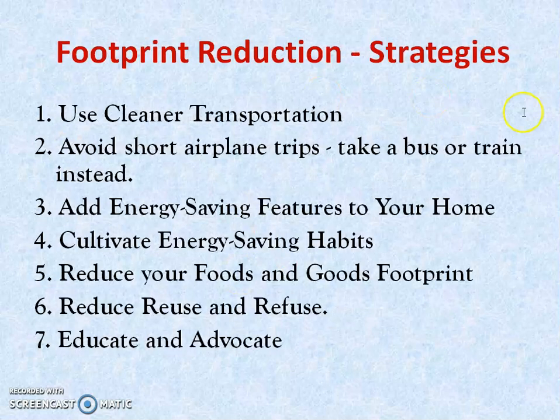There are a few ways, strategies, by which we can reduce the overall footprint. First thing is use cleaner transportation. Second thing is avoid short airplane trips, take a bus or train instead. Third thing is add energy saving features to our homes. It includes installing energy saving lamps in our homes.